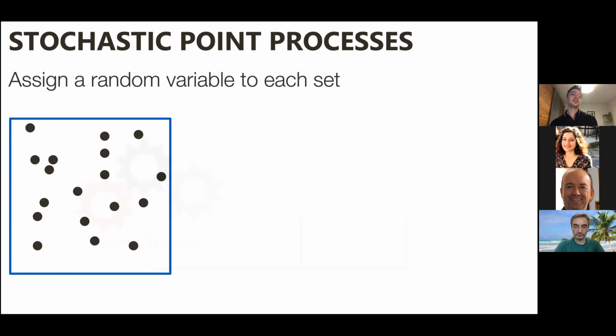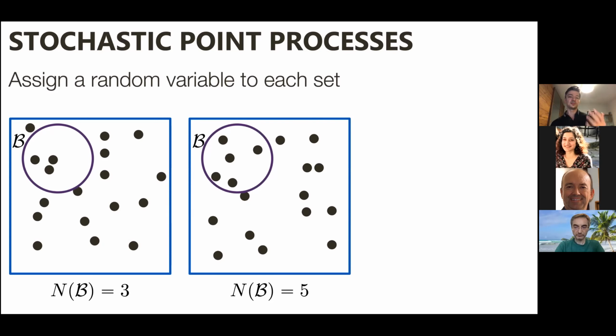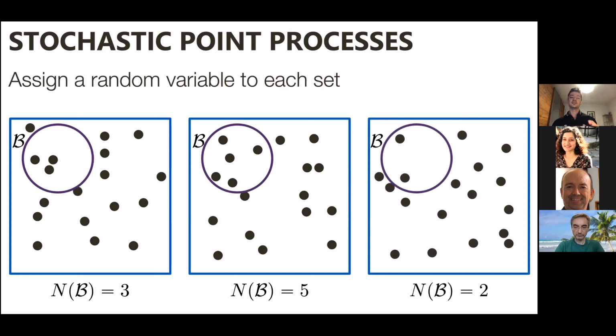And the way it works, I'll just roughly explain, is basically assigning random variables to sets in your space. For example, let's say you fix a set B, and then you can define the random variable as a number of points that fall into this set B. And in this particular distribution it's 3, but if you just generate more distributions from your point process, it can be, for example, 5, or it can be 2. Then you can imagine having the distribution of these numbers of points that fall into B to represent a certain property of your sampling.